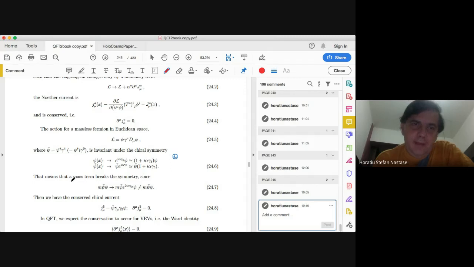But if I would add a mass term, that would break the symmetry, because then m psi bar psi would go to m psi bar e to the 2i alpha gamma 5 psi, which is not the same as m psi bar psi.